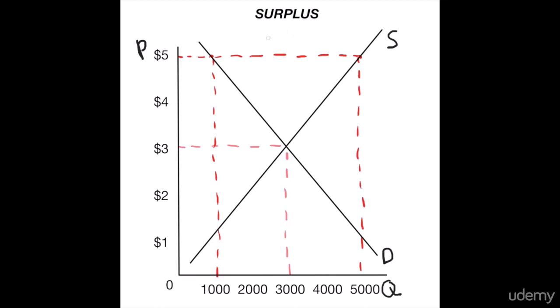So what we can see here is excess supply. There's more supply, 5,000 bars, than there is demand, 1,000 bars. In this case, there's an excess supply of 4,000 bars. We also call this a surplus. What will happen in case of surplus? Well, what will happen when a store has too much stock? They will lower the price.